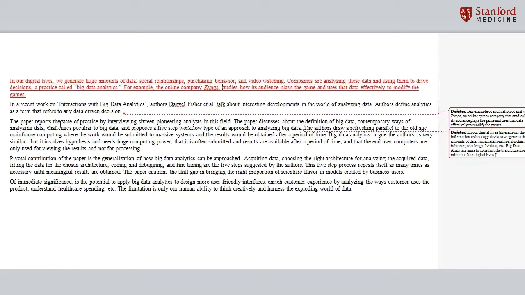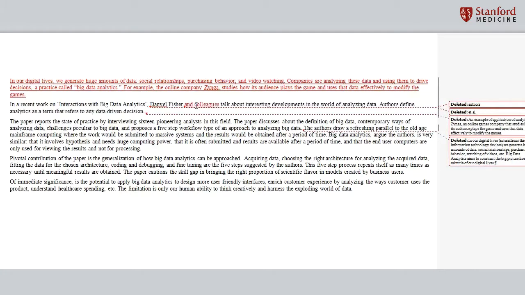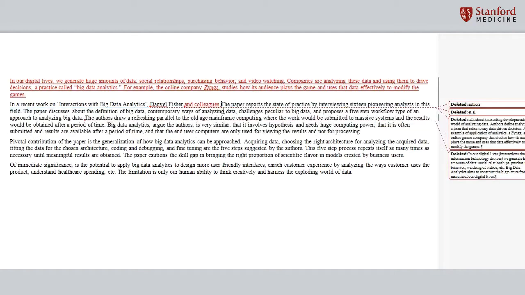So, in a recent work on interactions with big data analytics, we probably don't need to say authors here. We can just say Daniel Fisher et al. I might change that to and colleagues. Daniel Fisher and colleagues talk about interesting developments in the world of analyzing data. Well, I think that's a little bit vague, and let's just jump right into what it is they're talking about. We don't even need to give that introductory pass. I've also, by the way, already included the material about what the term analytics means, and the data-driven decision idea is already in there, so we can cut that and just jump into and colleagues rather than say what the paper does twice.